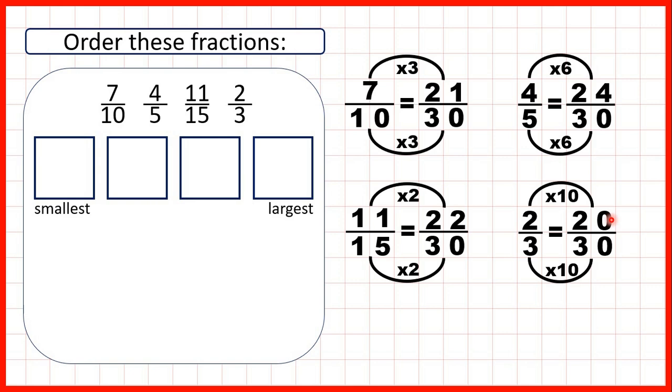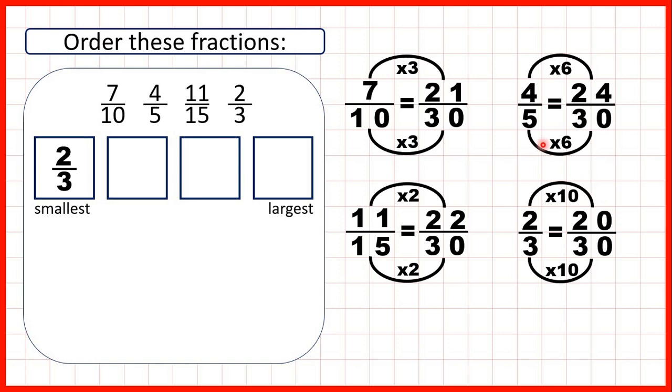We know that 20 over 30 is our smallest fraction, and because that was equivalent to 2/3, we know that 2/3 is our smallest fraction. So when we're writing the answers in the answer boxes, we need to make sure that we write the fractions we're given, not the equivalent fractions that we found. But we are using the equivalent fractions to work out the size of the fractions.